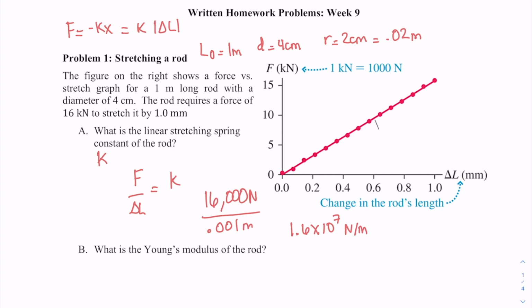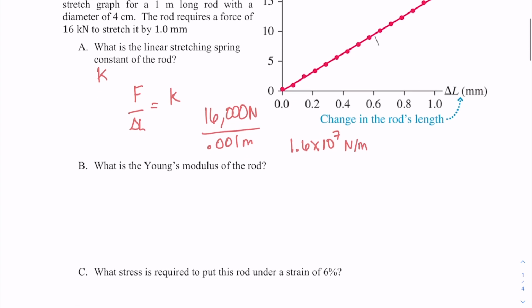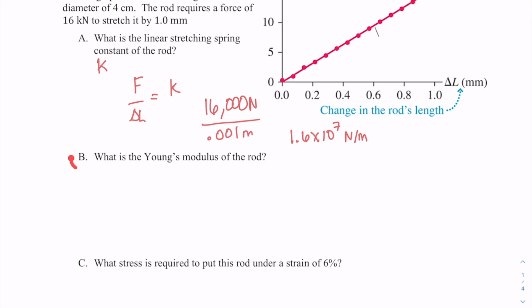All right, so this is 1.6 times 10 to the 7 newtons per meter, or essentially 16 million newtons per meter, if you want to write it without scientific notation. So now we have part B, which is what is the Young's modulus of the rod, right?